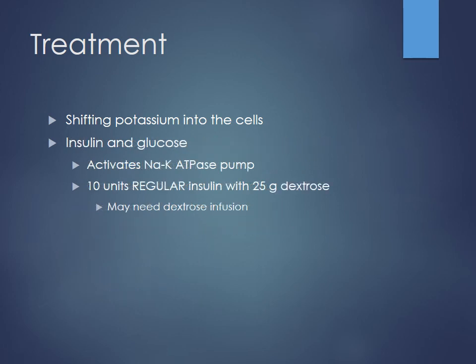And then the other way we can shift potassium into the cells is going to be with insulin and glucose, right? Because normally insulin is an anabolic hormone. It's helping to drive things like carbohydrates and other nutrients into the cells. This is the same thing with potassium. So we can actually give 10 units of regular insulin. No, it's regular insulin, not any other types of insulin, along with dextrose, and that will help to drive some of the potassium into the cells. Right. Sometimes you may need a dextrose infusion afterwards, depending on how sensitive they are to the insulin, but it could be one thing you may or may not need. Okay.